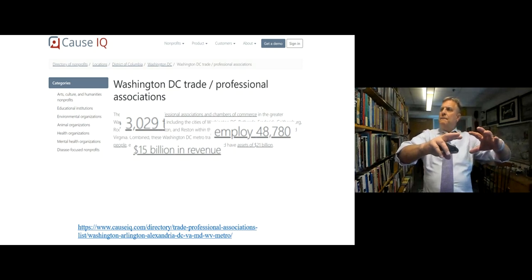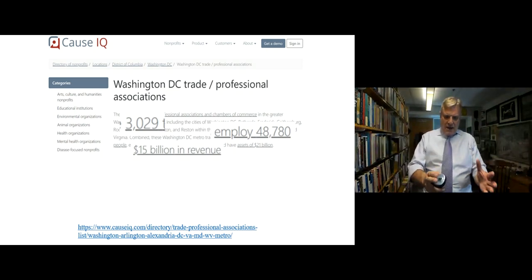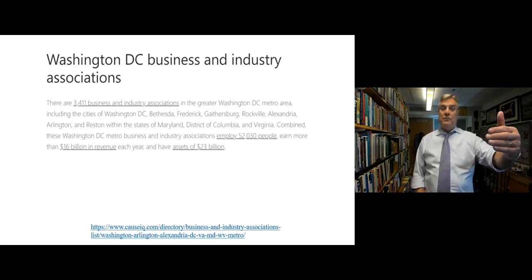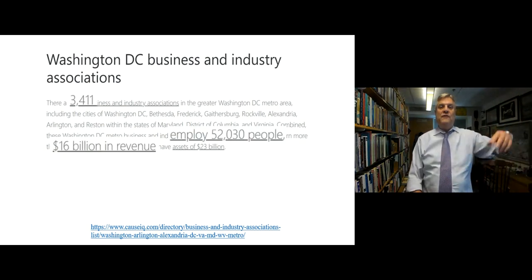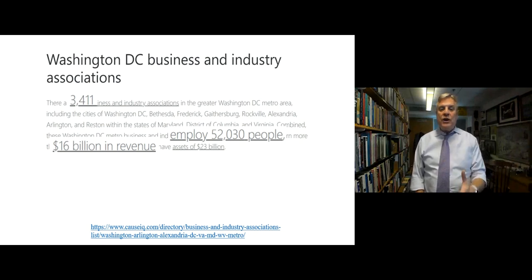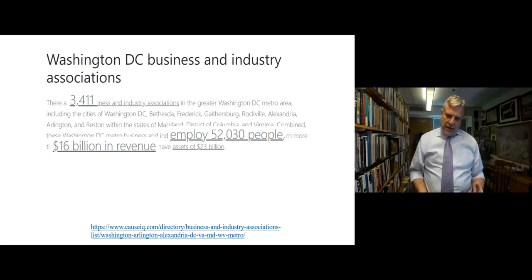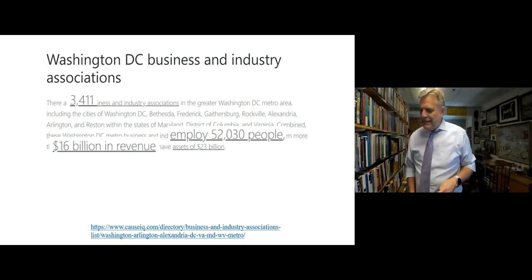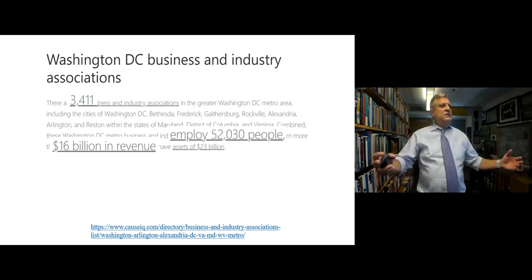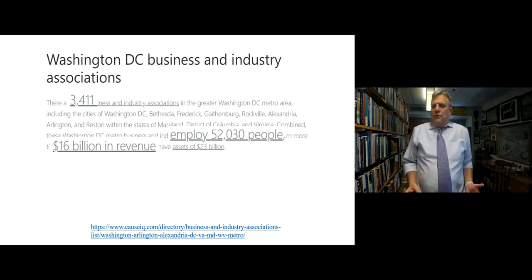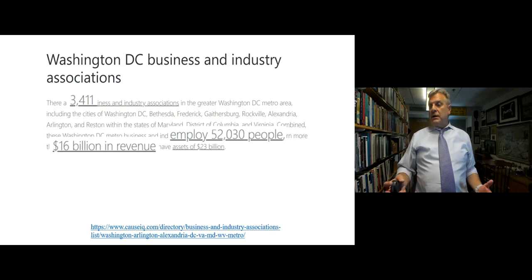If you think about a football stadium, and members of Congress are the players on the field, you have lobbyists that fill that stadium just with trade and professional associations. It's amazing. Now let's look at business and industry associations. There you have an additional 3,400 and another 52,000 people working in that industry just in Washington, D.C., $16 billion in revenue. You're surrounding the representatives of government by this crowd that's trying to have an influence on them. And the interest group system does not accurately reflect the interests of society. It's not the case that if there's a problem, a group will form. If there's a problem, maybe you can find a sponsor, someone with money, someone with real articulated interests who can get something done.